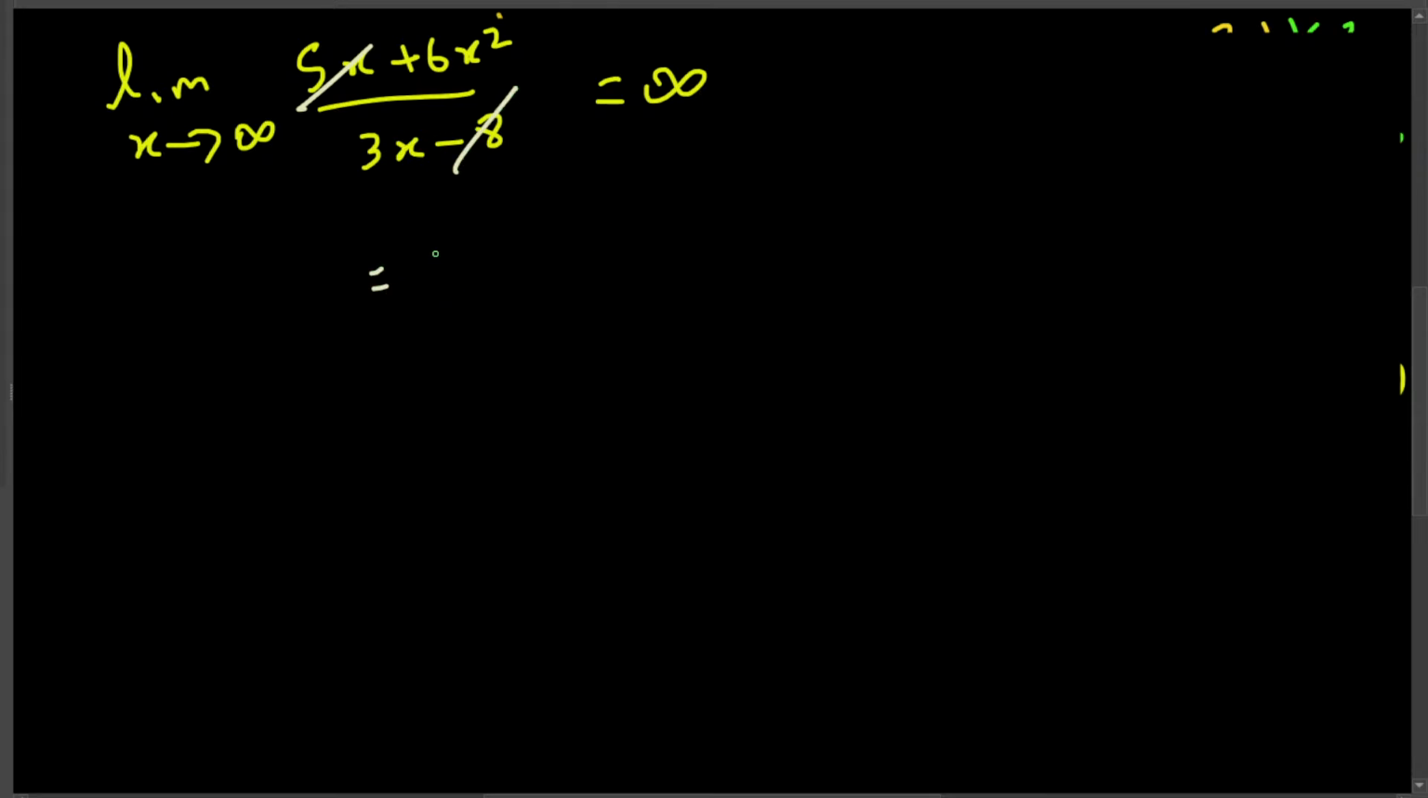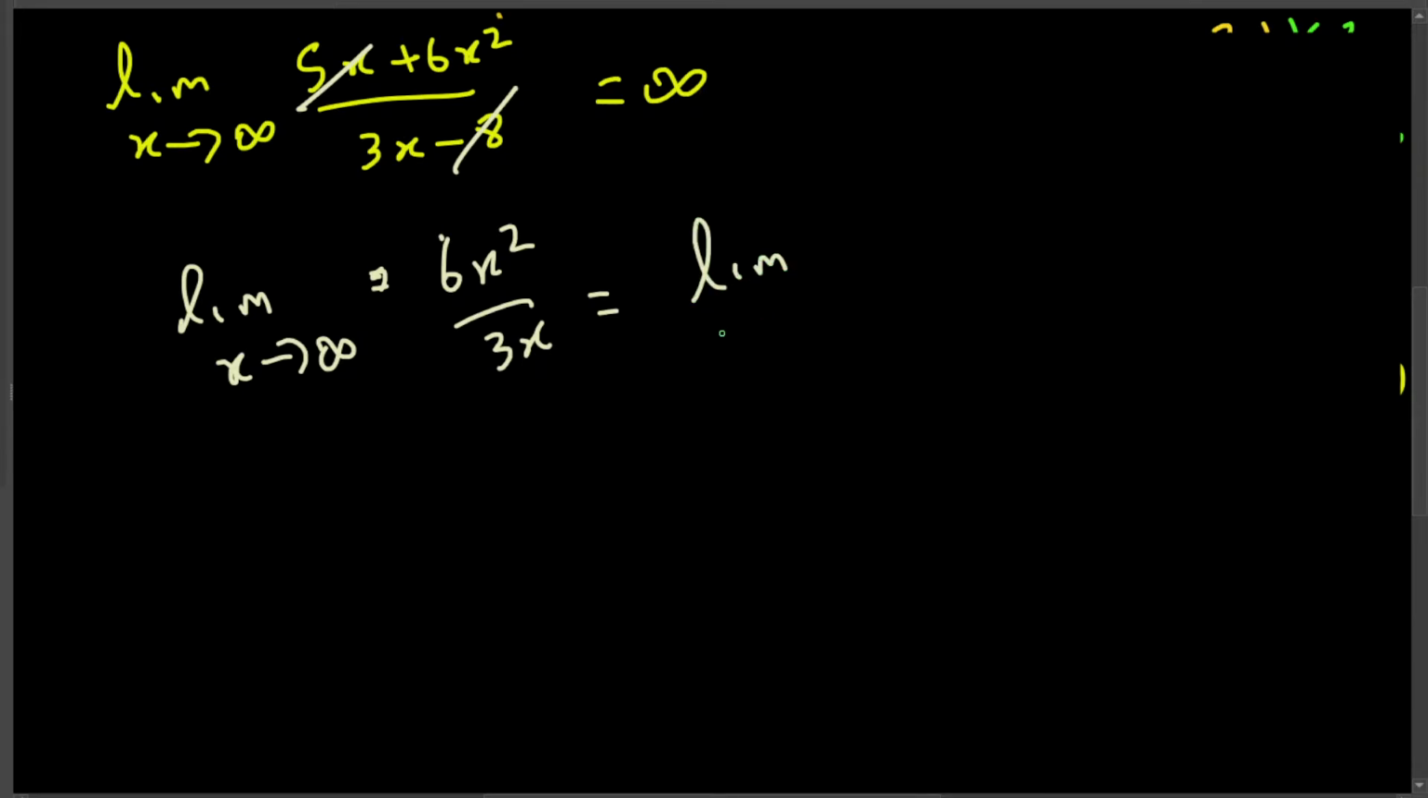So we can rewrite this as limit x approaches infinity, 6x squared over 3x, that is equal to 2x, right? So if I simplify this, this is going to be limit x approaches infinity, 2x. And now we can substitute 2 times infinity, that's infinity. Okay, so this is one way to do it.